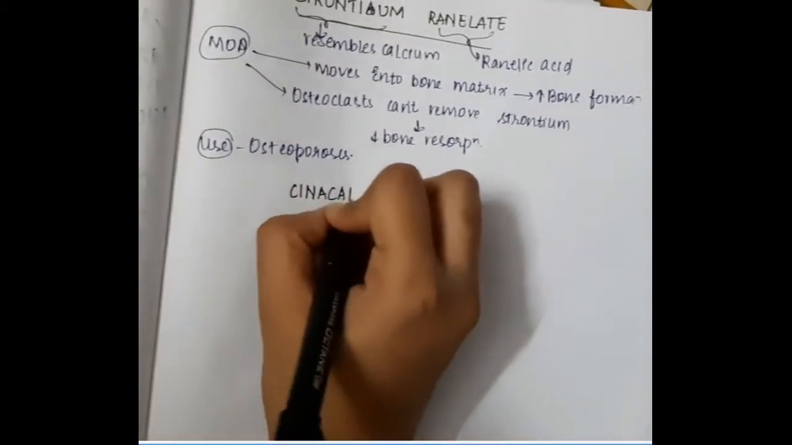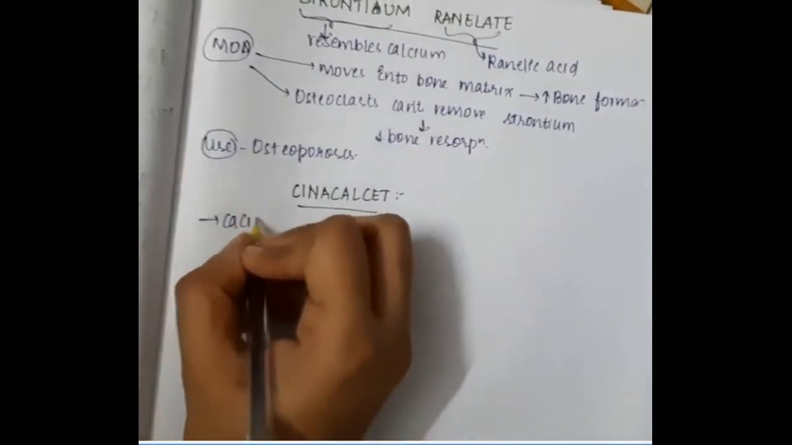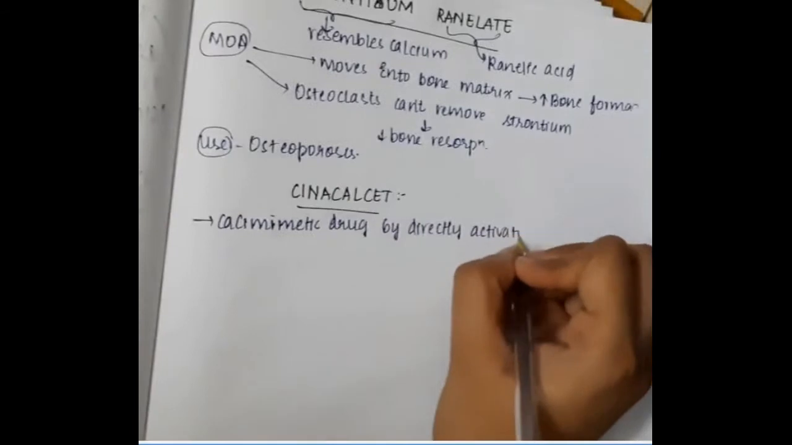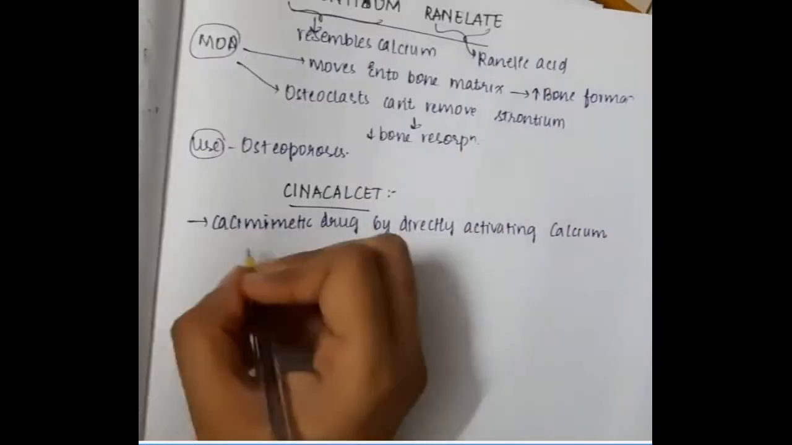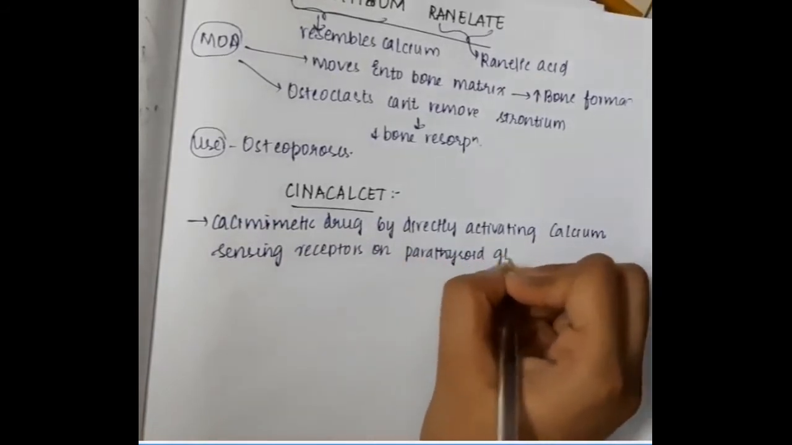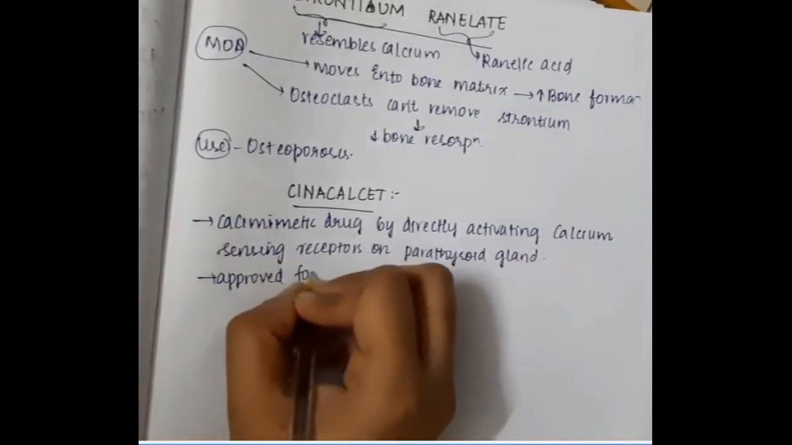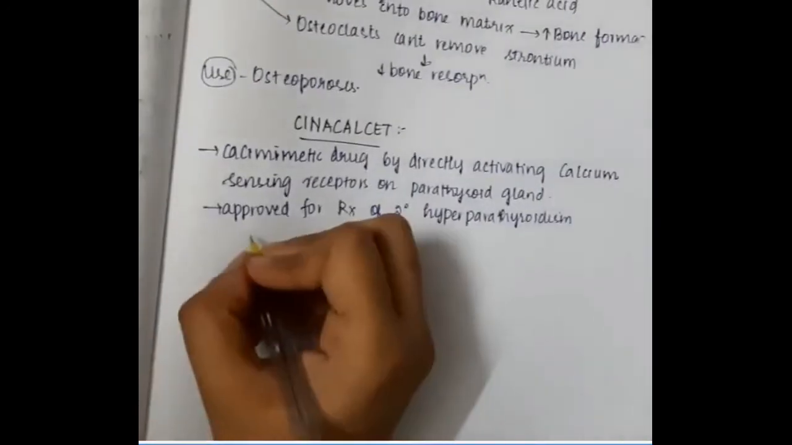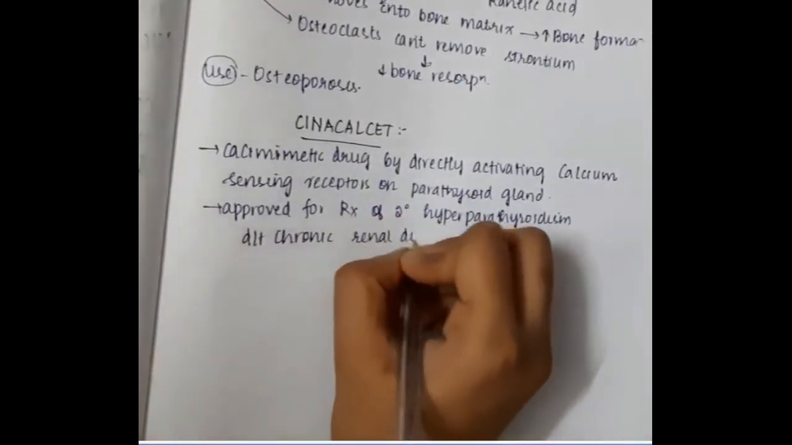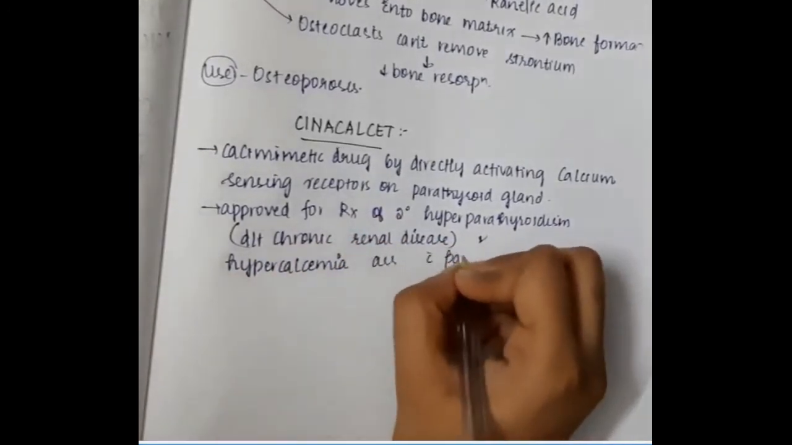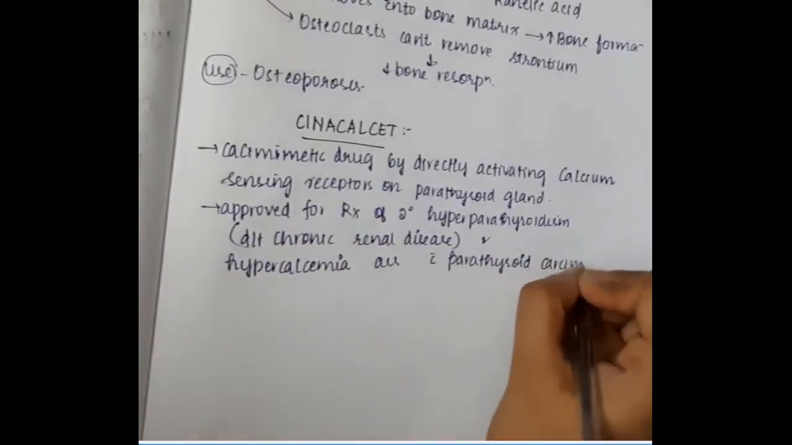Then the next drug is cinacalcet. This cinacalcet is a calcimimetic drug which acts by directly activating the calcium sensing receptors present on the parathyroid gland. This drug is approved for the treatment of secondary hyperparathyroidism, and it is also used for the treatment of hypercalcemia associated with parathyroid carcinoma.